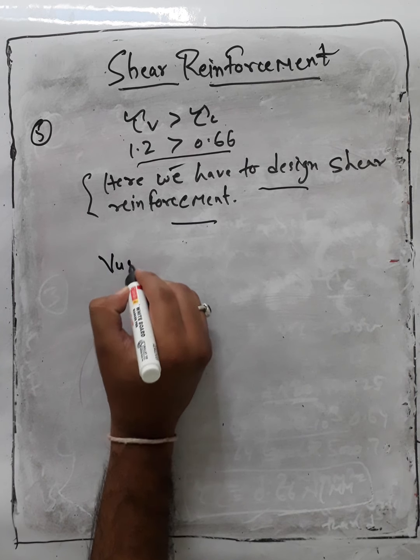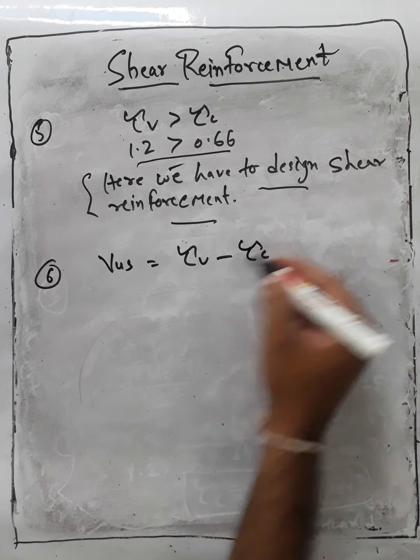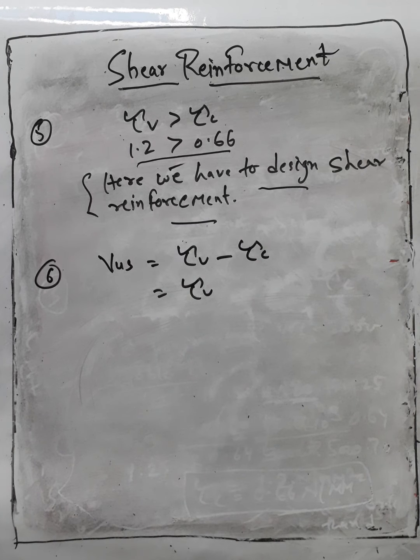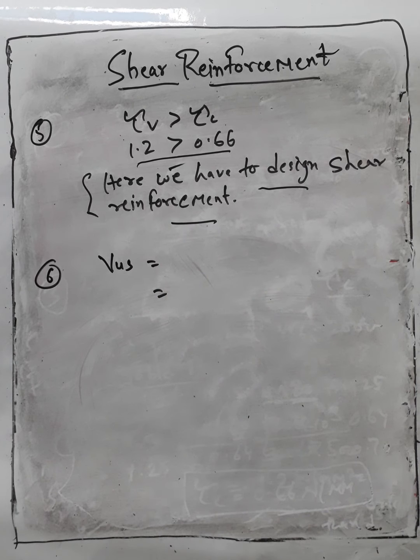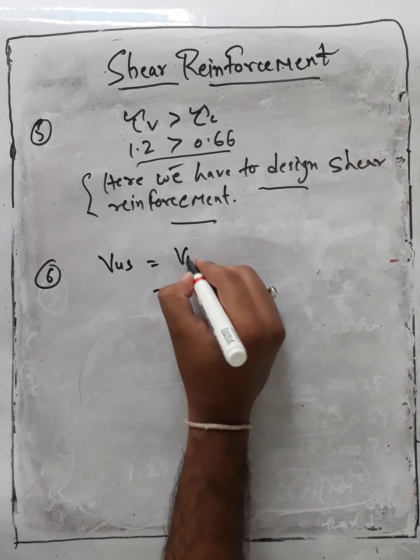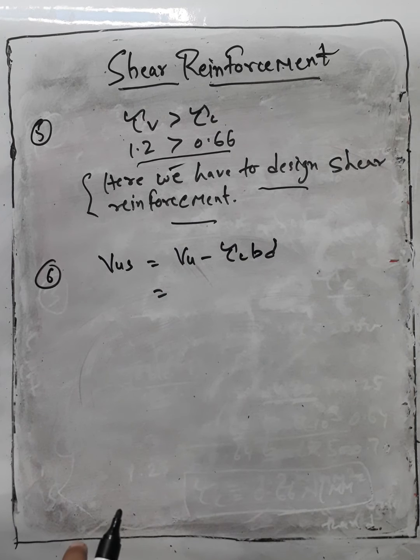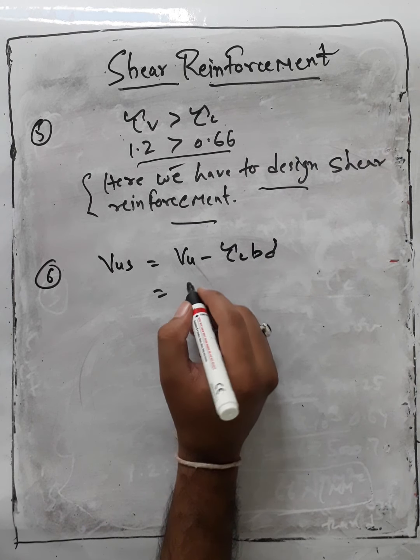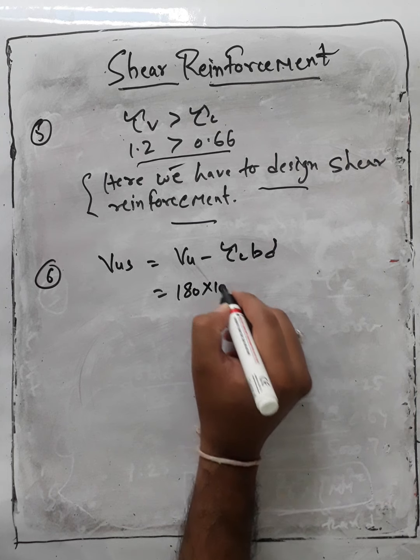We have one formula for that: VUS is equal to VU minus tau c b d. Sorry, this is the correct form: VUS is equal to VU minus tau c b d. Now we have the VU value as 180 into 10 raised to the power 3.